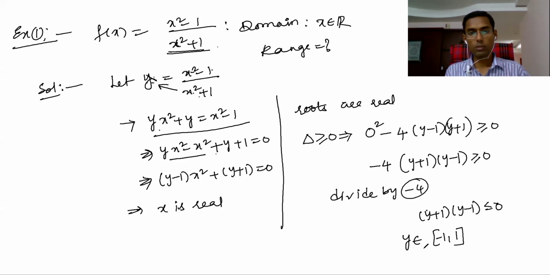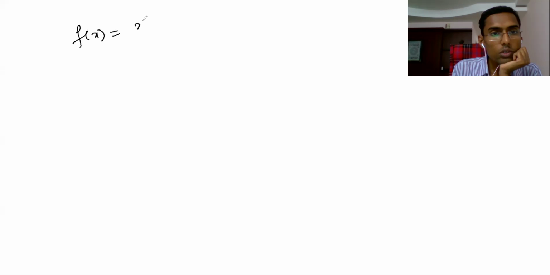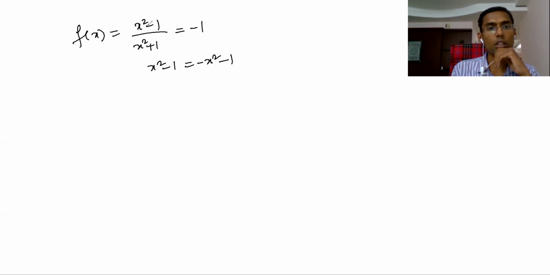So therefore the range is minus 1 to 1. When do we get minus 1? That you have to check now. Do we get this equal to minus 1? Yes. When do we get this minus 1? I am cross multiplying, checking when x square minus 1 by x square plus 1 becomes minus 1. So x square minus 1 equal to minus x square minus 1. This minus 1 gets cancelled, 2x square equal to 0, x equal to 0.